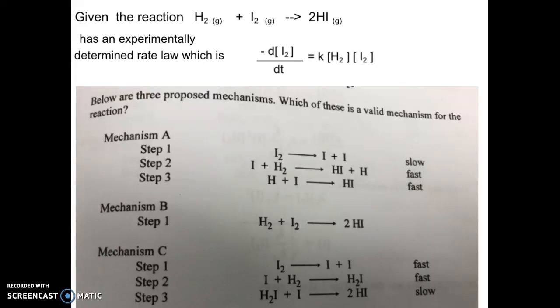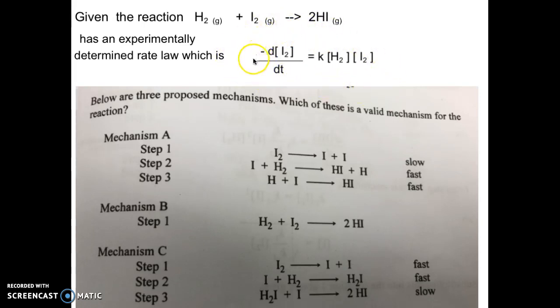Okay, AP Chemistry students, this is an example problem of how you could look at mechanisms to determine if they are valid. Up on top, we're given a reaction. It's H2, as you can see here, plus I2, making 2HI. And this is the experimental rate law, which was constructed.